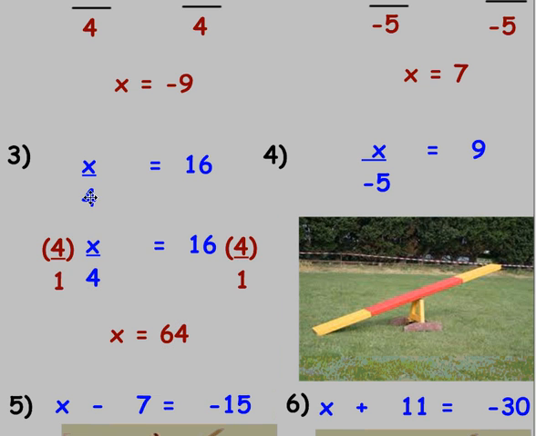Next one, we have x over 4, that is divided by 4. You will sometimes also see that as 1/4. The opposite is multiplying by the reciprocal, which is 4 over 1. You get 64. Double check. 64 divided by 4 is 16.